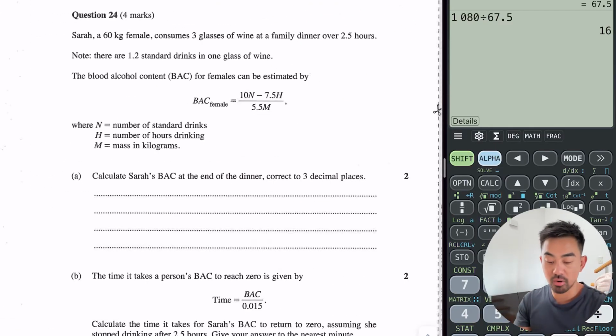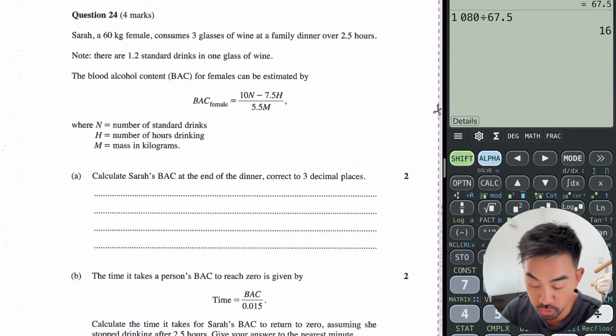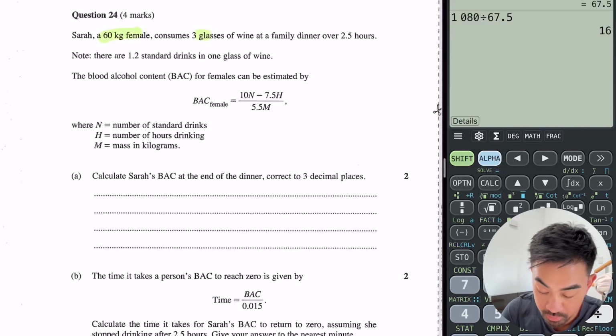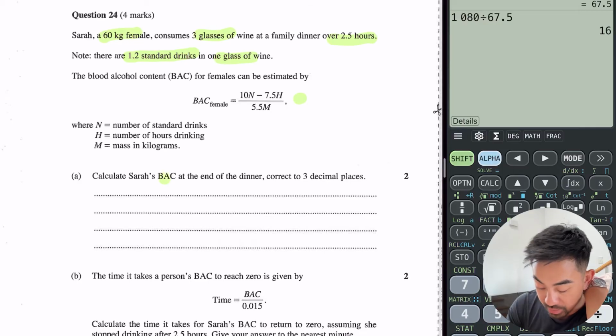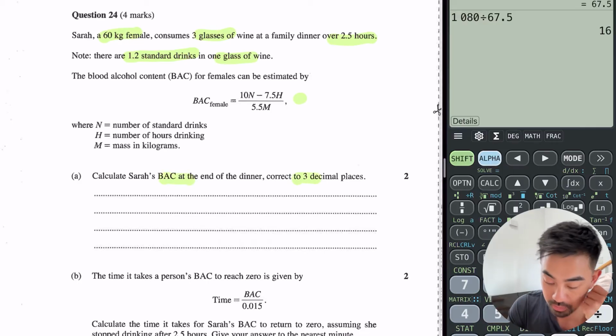All right, 24. Sarah, a 60 kilogram female, consumes 3 glasses of wine at a family dinner over 2.5 hours. There are 1.2 standard drinks per glass of wine. That's the BAC you should be very familiar with. Calculate the BAC at the end of dinner, correct to 3 decimal places.